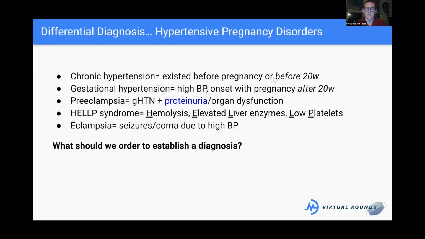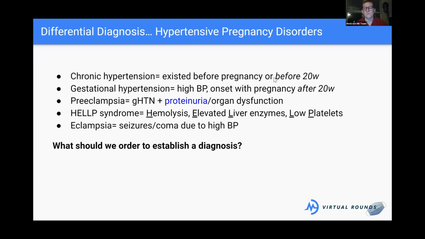Gestational hypertension is the onset of high blood pressure after 20 weeks, but in the absence of other symptoms and lab findings. So we don't know yet if she has gestational hypertension or if she has other more serious hypertensive pregnancy disorders because we haven't done any workup for her yet. The ones that we are most concerned about are preeclampsia and HELLP syndrome. So preeclampsia is essentially gestational hypertension, which is the high blood pressure after 20 weeks, accompanied by protein in the urine and organ dysfunction.